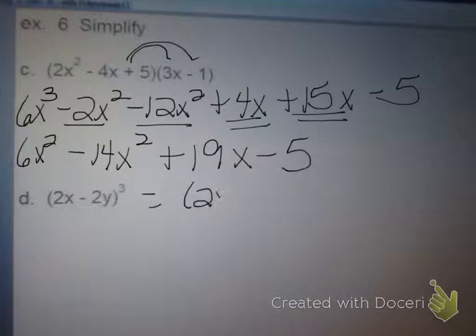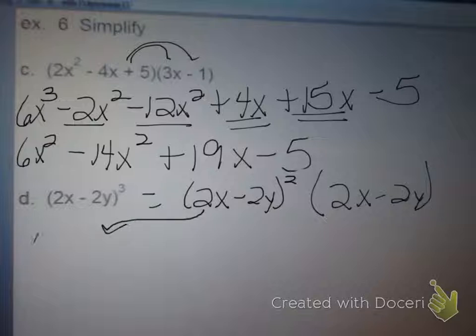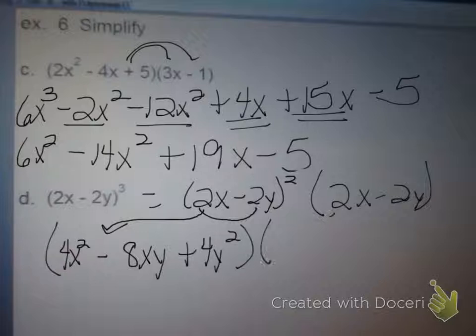In example D, I'm going to rewrite that to say 2x minus 2y quantity squared times 2x minus 2y. Then I'm going to multiply the quantity squared. There's a shortcut. You square the first term, multiply the two terms together, and then double it. So when you multiply 2x times a -2y, you get a -4xy. Double it, you get -8xy. Then square the last term, and you get positive 4y squared. Then we're going to multiply by the 2x minus 2y.